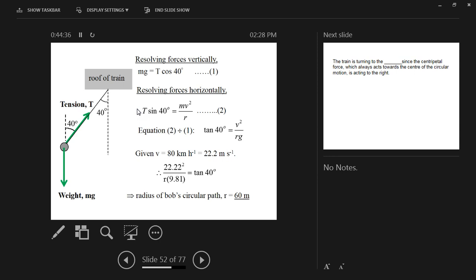If you ask me in the exam, how many marks? 3 marks. 1 mark for equation 1, 1 mark for equation 2, 1 mark for the final answer. Okay, what is the direction that it is turning?